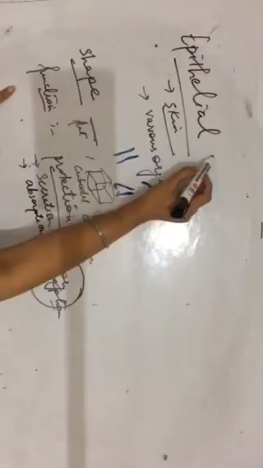Now moving towards the parts of epithelial tissue. Epithelial tissue is further divided into 4 parts. Number 1 is squamous epithelium.